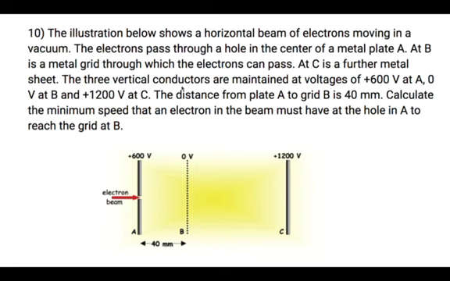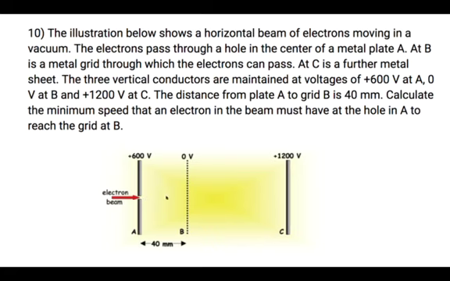The three vertical conductors are maintained at voltages of plus 600 volts at A, 0 volts at B, and plus 1200 volts at C. The distance from plate A to grid B is 40 millimeters. Calculate the minimum speed that an electron in the beam must have at the hole in A to reach grid B. How fast must the electrons be going here in order to make it through this gap?